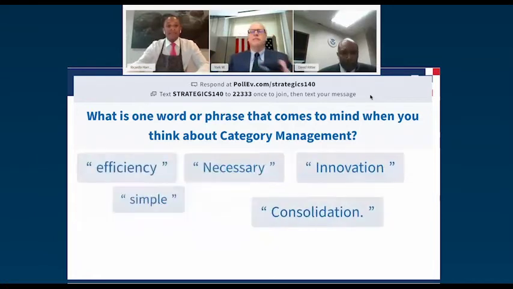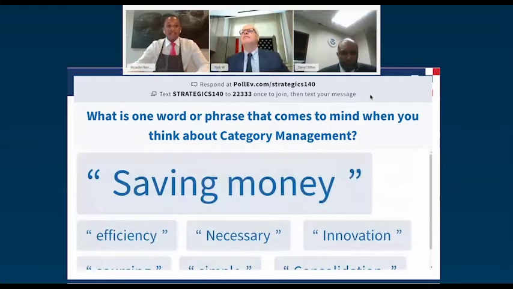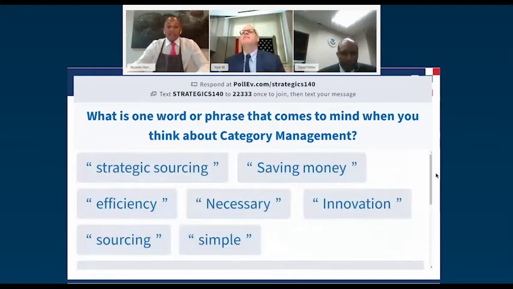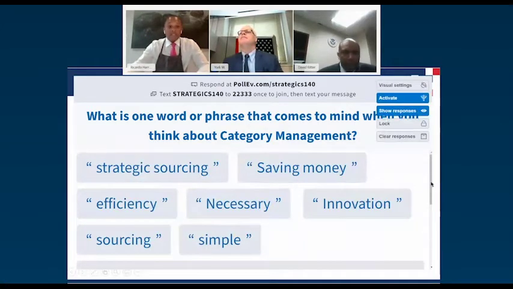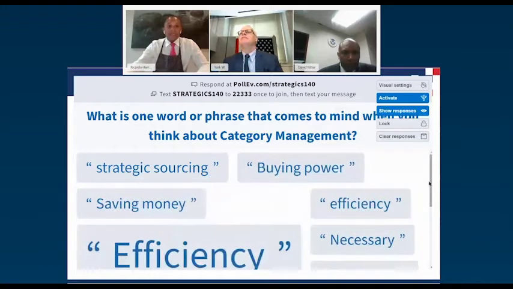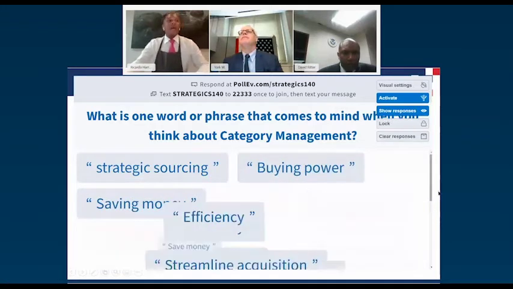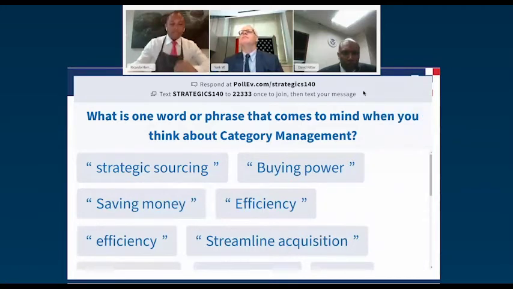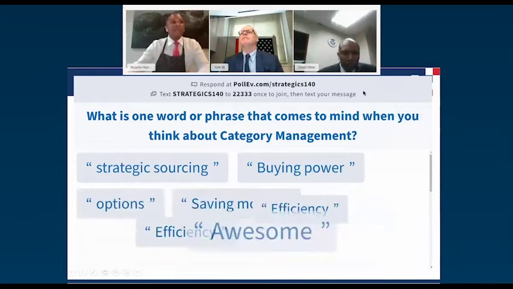Consolidation. Innovation, well, that's good. Efficiency, necessary, saving money. A lot of those are strategic sourcing. Yep, that's a huge part too. Simple. Yeah. So a lot of those are definitely words that we would like to use when we talk about category management. We'll talk about consolidation though a little bit later.